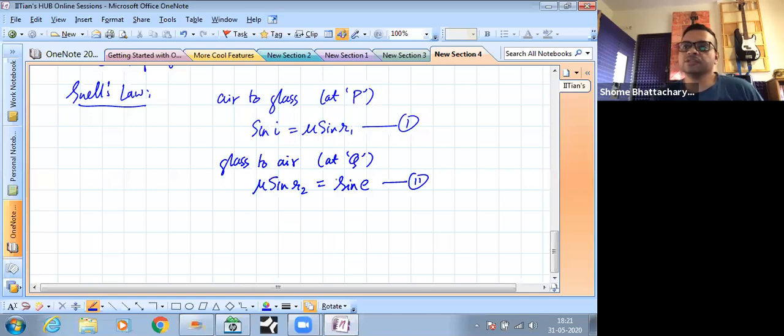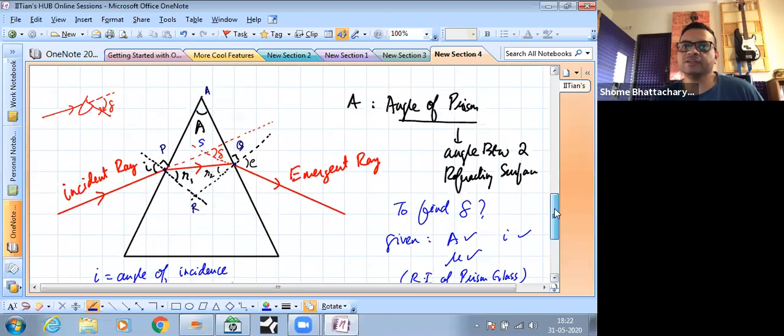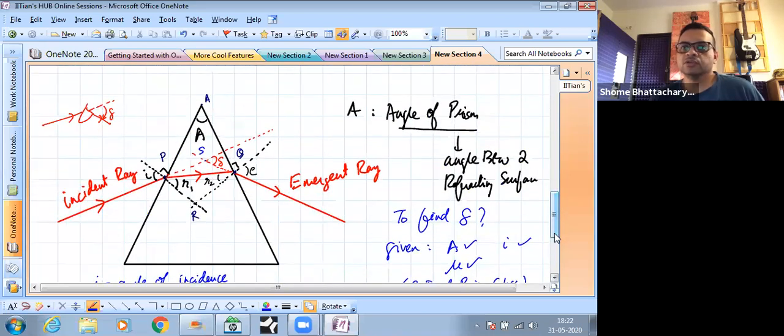Okay. But as you can see that these equations are obviously not enough, because we have R1, R2, E and I, four unknowns, or at least three unknowns, R1, R2 and E. And we have two equations. So that is where the geometrical solution now comes in. Okay. So now we have to look at the geometry of the prism. And for that, just follow my cursor. You start by looking at this quadrilateral. You see the quadrilateral I'm pointing at. Okay. PRQA. This is a quadrilateral.